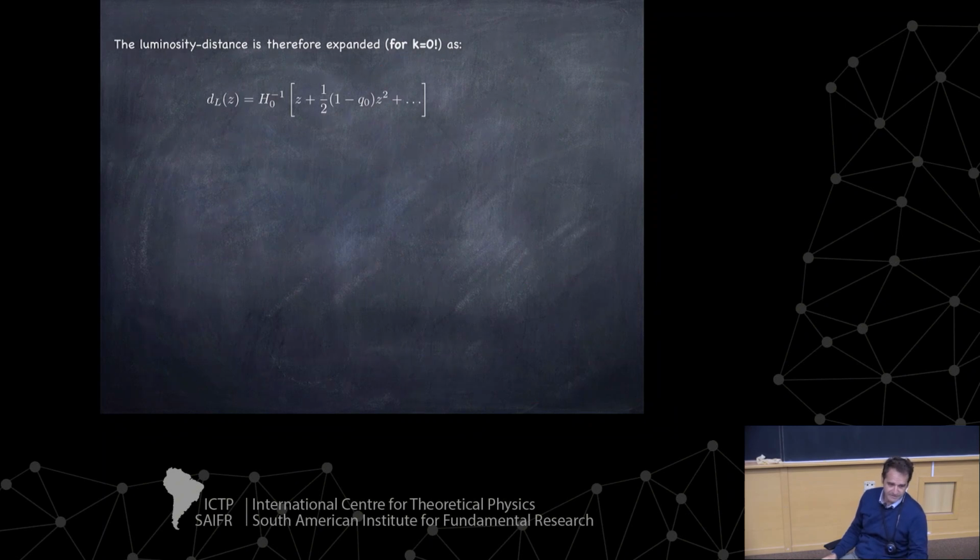And of course, I'm doing this for k equal to 0. You're welcome to try this for k different than 0. What you'll find is that it only comes in at higher order terms. The z is still there, okay?